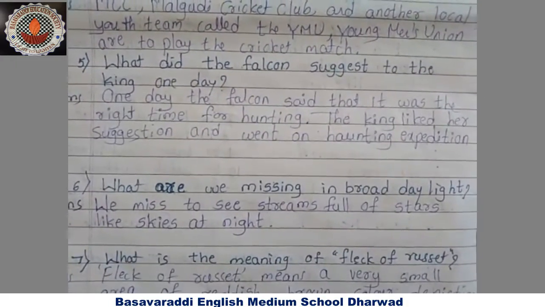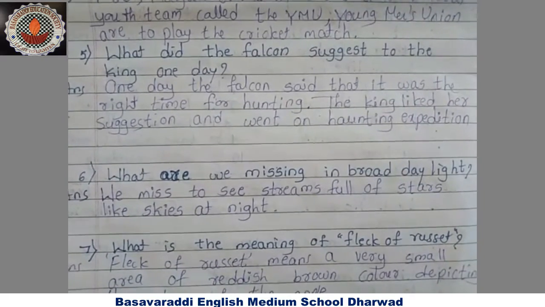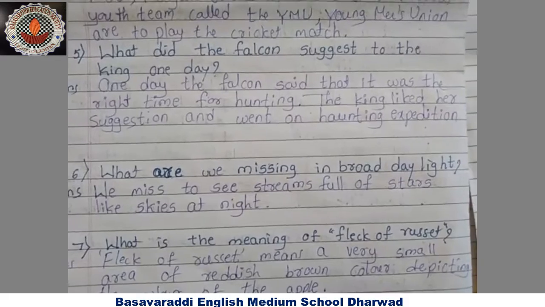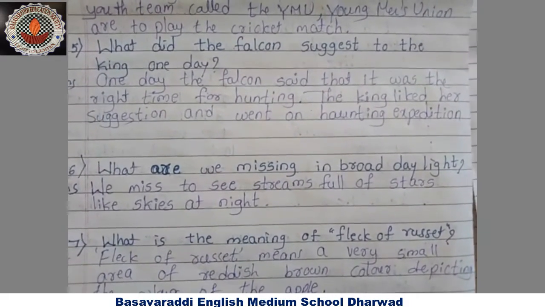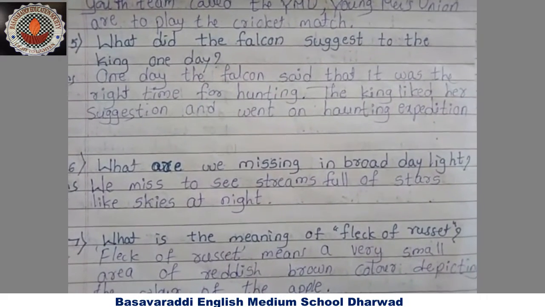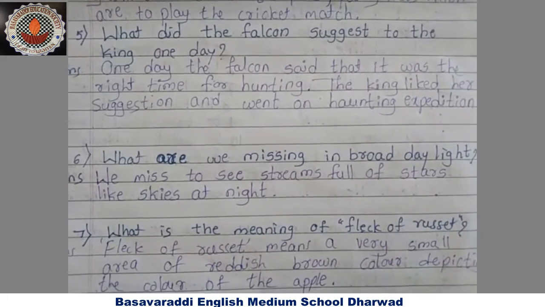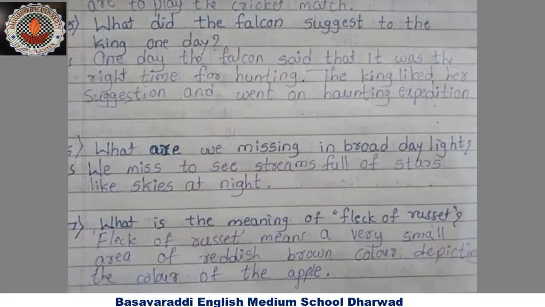What did the falcon suggest to the king one day? This is from the lesson Sindbad. One day the falcon said that it was the right time for hunting. The king liked her suggestion and went on a hunting expedition. As the falcon was very near and close to the king, it suggested that the king go hunting. So he went hunting.